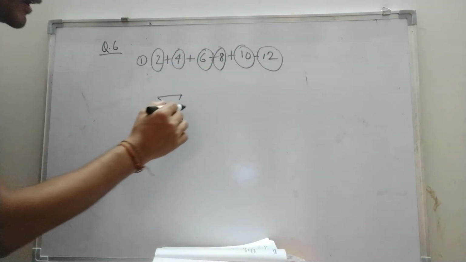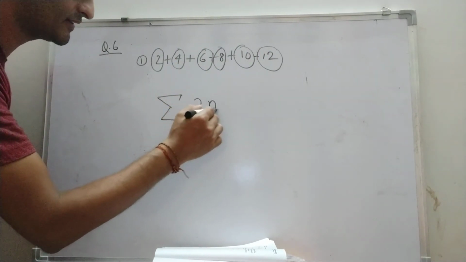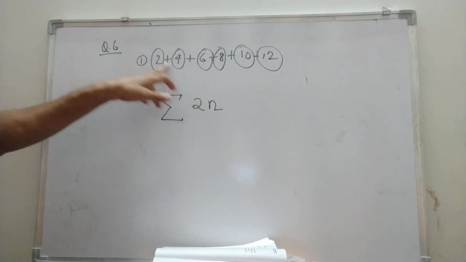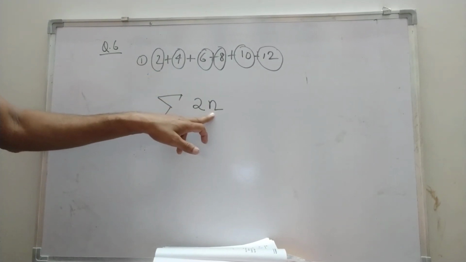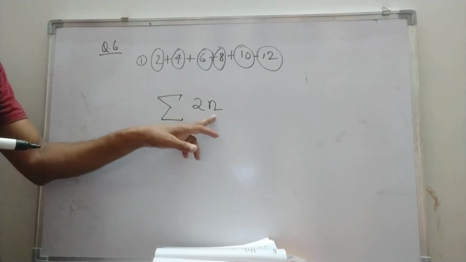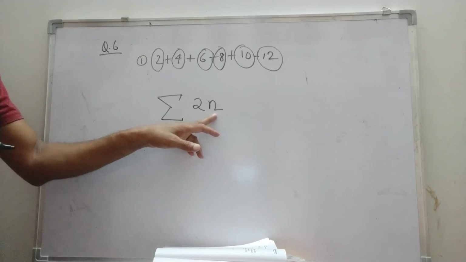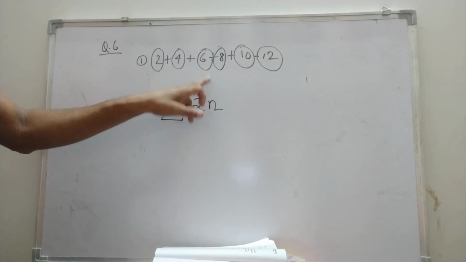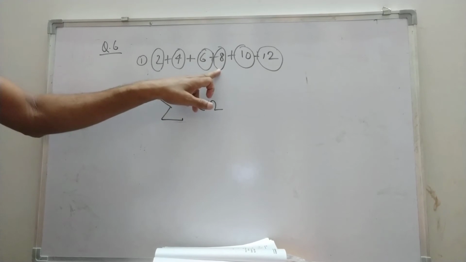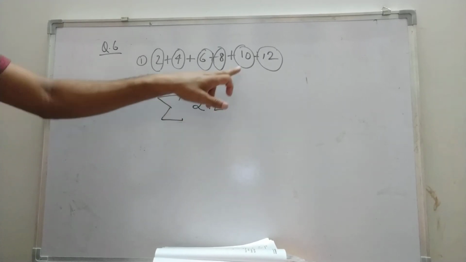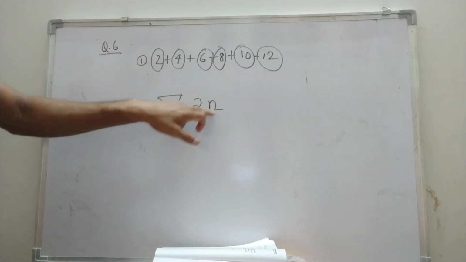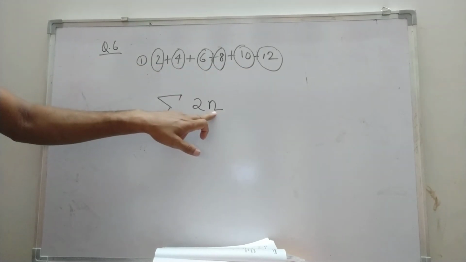That means it is the table of 2 twice n. If the first term is 2, then 2 multiplied by 1 is 2. The second term is 4, that means 2 multiplied by 2 is 4. Then the third term is 6, that means 2 multiplied by 3 is 6. The fourth term is 8, that means 2 multiplied by 4, and the fifth term is 10, 2 multiplied by 5. The sixth term is 12, 2 multiplied by 6.